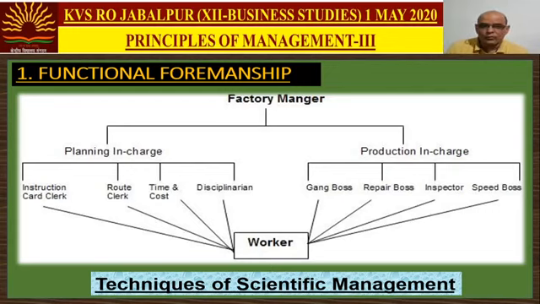Okay, so what were the total 8 bosses? There were 4 planning in charges: instruction card clerk, route clerk, time and cost clerk, and disciplinarian. In production in charges, there were gang boss, repair boss, inspectors, and speed boss. So let us see what are their functions.